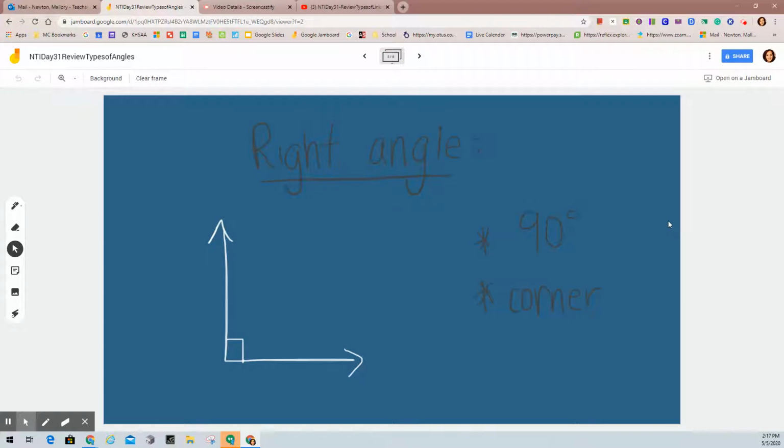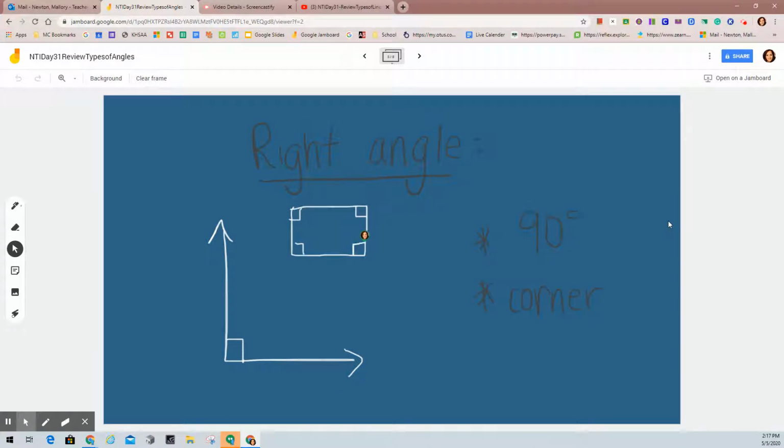The first type of angle that we're going to be looking at is a right angle. A right angle looks like a corner. It measures a perfect 90 degrees. So let's think about some shapes that have right angles. Well, we know that that is a rectangle. A rectangle has 4 right angles.